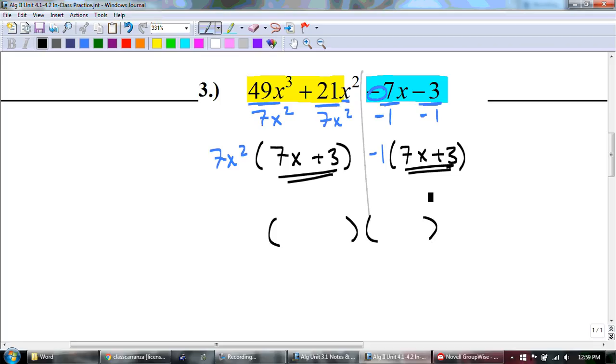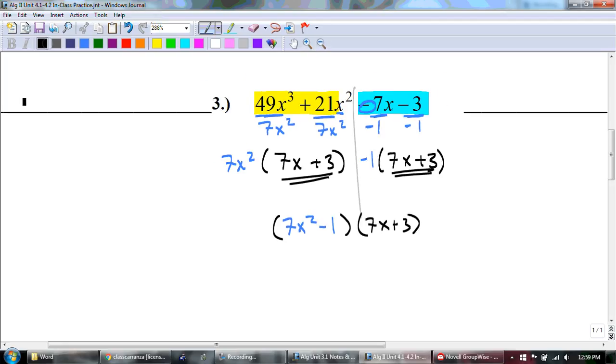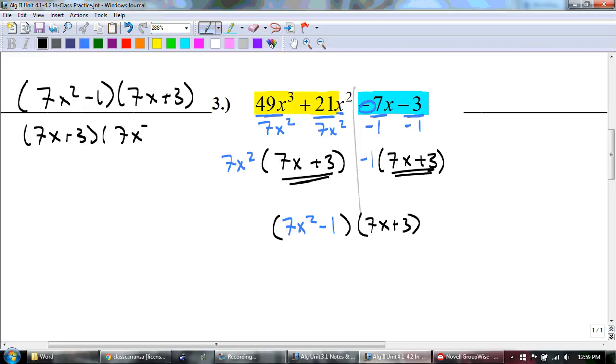So we're going to have two factors. One is going to be the 7x plus 3. And then our other one is 7x squared minus 1. So I'm just going to go over here and write that on the line. Now, it doesn't matter if you write 7x squared minus 1 times 7x plus 3, or if you write 7x plus 3 times 7x squared minus 1. Those are saying the same thing. Okay, so it's just however you want to write it.